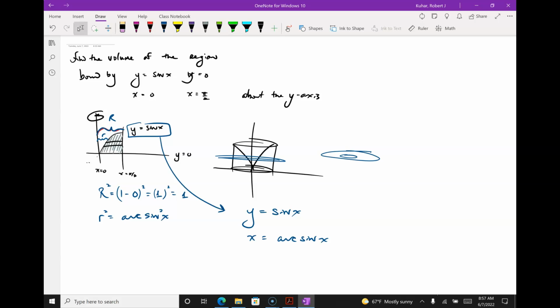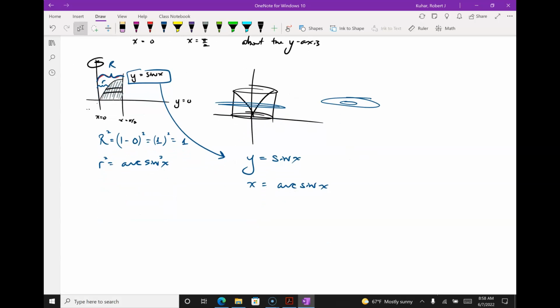I don't even think we can do this one, but the setup is good, and of course we can do it on the computer. We get a volume of pi times, my heights are going from 0 to 1, right? Because remember I'm in terms of y now, and I have 1 minus arc sine squared y dy, right?